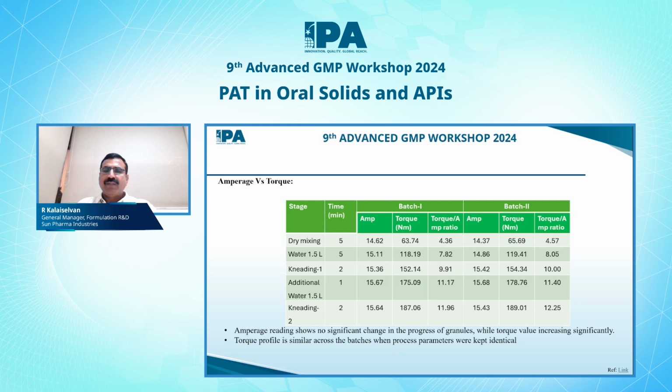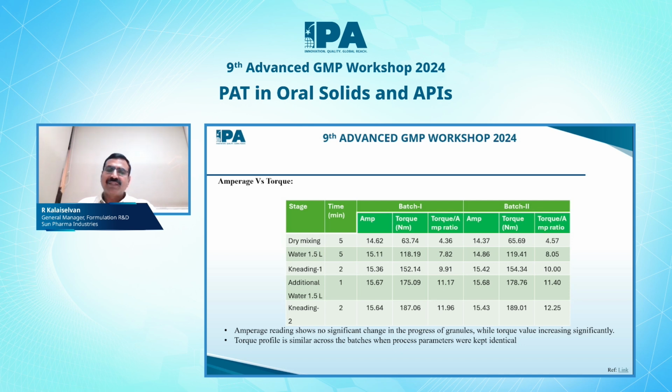So here the numerical values are compared, like this is a case study batch. We can see the amperage value for each stage. Initially dry mixing, then water is added, kneading 1. So the granulation endpoint is not reached, then kneading 2. Between kneading 1 and kneading 2, there is no significant difference in amperage, but there is a significant difference in the torque value. So that's why the torque sensor is more sensitive.